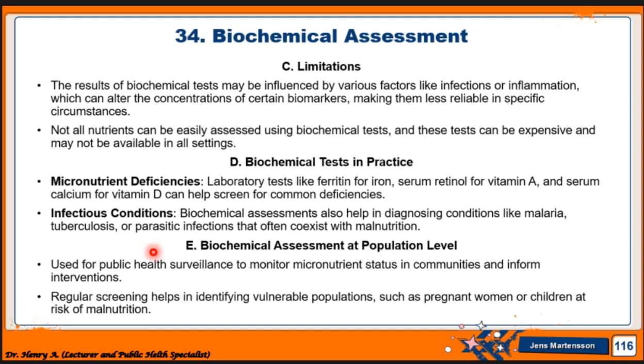Now, there are biochemical assessments done at population level. They are used for public health surveillance so that they can monitor micronutrient status in communities and also inform interventions. And you also have regular screening, which helps in identifying the vulnerable population, such as pregnant women or children at risk of malnutrition. So that's all about biochemical tests that you need to know.